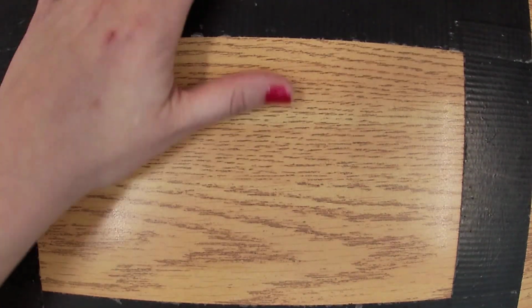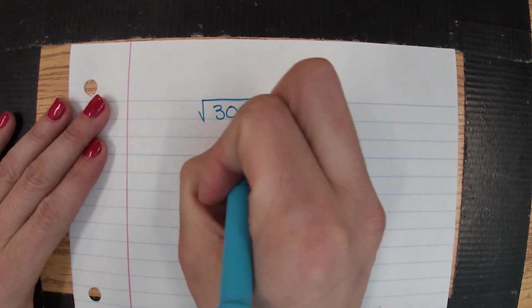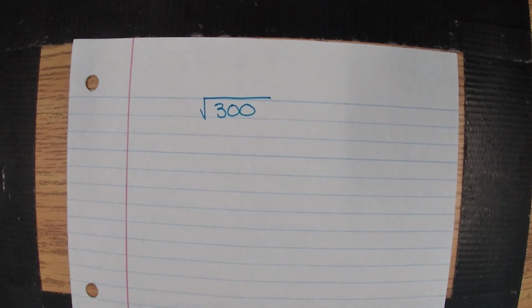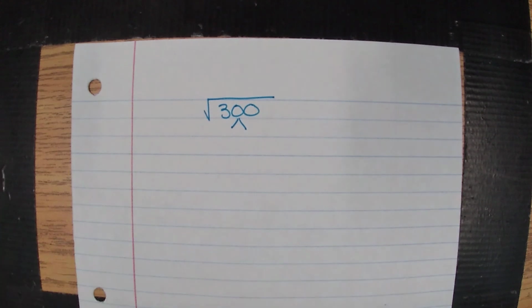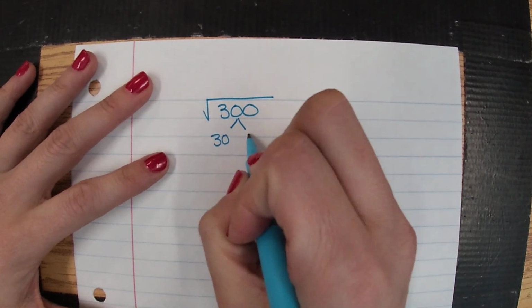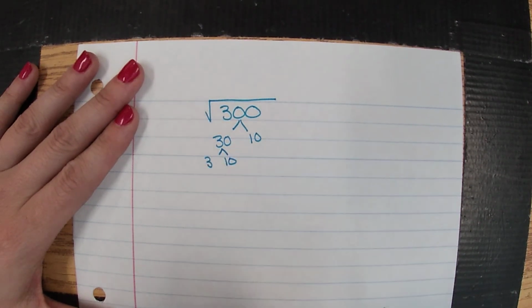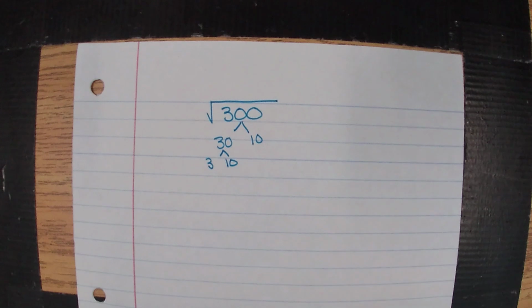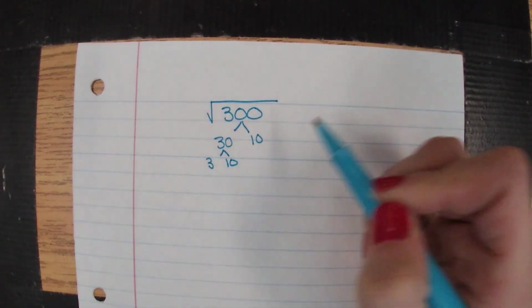Okay. So let's look at another one here. Let's say we want to take the square root of 300. Slightly larger. Start the same. Okay, so maybe you say 30 times 10. 3 times 10. Now, I'm specifically choosing to prime factor it this way because now we see 10 and 10.